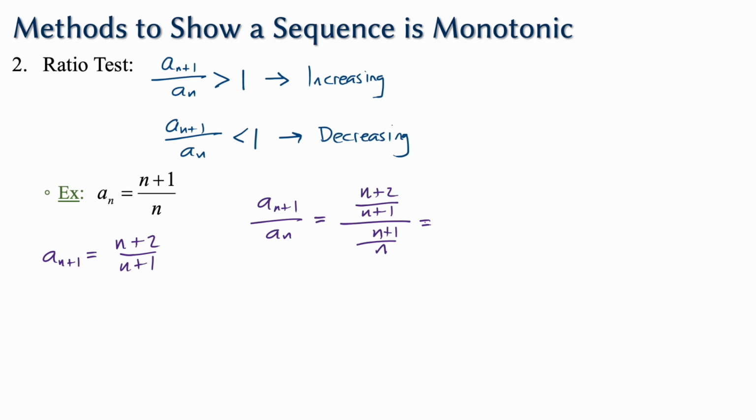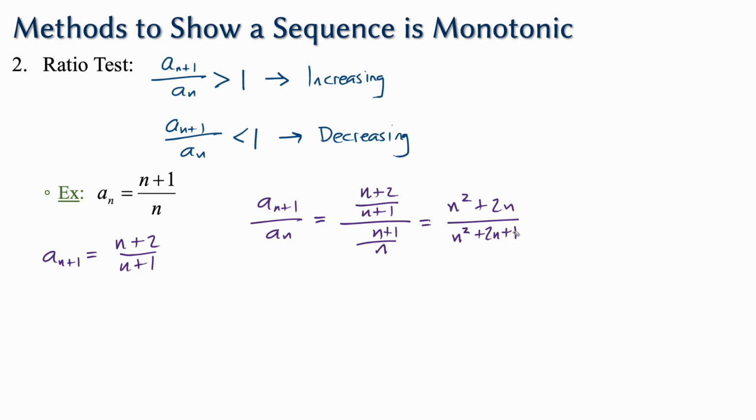Now, obviously, to simplify, we'll just multiply by the reciprocal at the bottom and put things together. That makes n squared plus 2n here. And then, of course, n plus 1 times n plus 1 in the denominator. And I'll go ahead and multiply that out. Now, as always, we want to look at what we know about the values here. Well, in this case, the numerator and denominator are almost identical, except the denominator is 1 more.